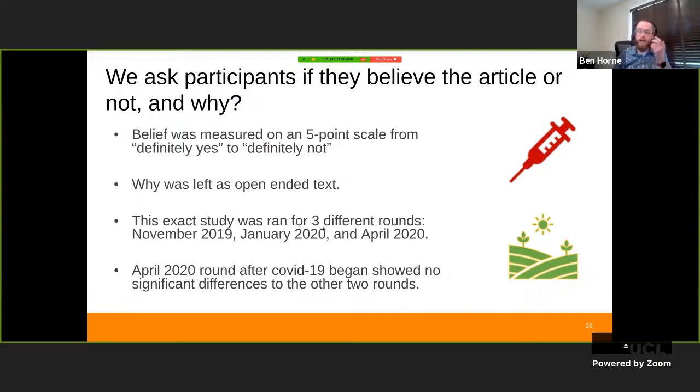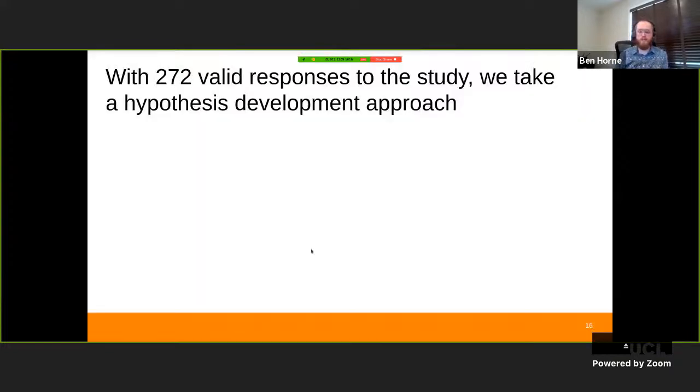Ultimately, we ran this study for 3 different rounds. The first one in November 2019, the last one in April 2020. You'll probably remember this is crossing the threshold of when COVID-19 broke out in the US. And so we ran this third round as a robustness check to see if the reasoning changed with these articles, because people's news consumption would probably change when they're at home more often, and their view of vaccination might have changed even at this very early stage in the pandemic. Ultimately, this showed there was no significant difference between these 3 rounds. So it's 3 rounds, same demographics, basically the same results. And so with these 272 valid responses we got from the study, we take a hypothesis development approach.